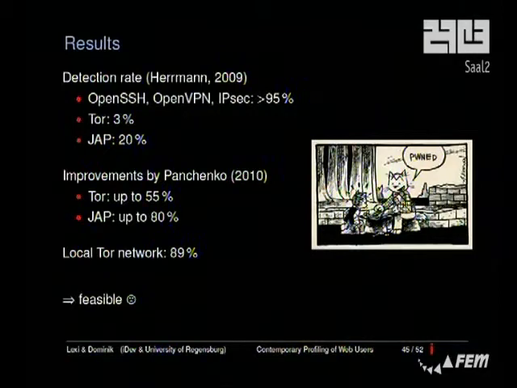Now he is able to do it for Tor with up to 55% in the real network, for JAP up to 80%, and in the local Tor network he's up to 89% of accuracy now. So this is certainly bad because it's getting feasible now.